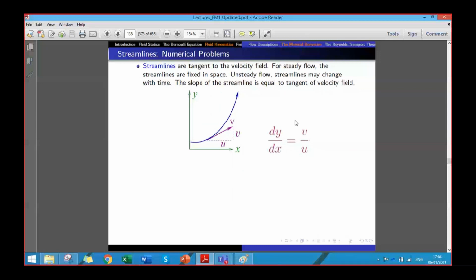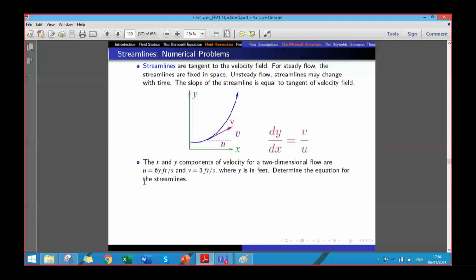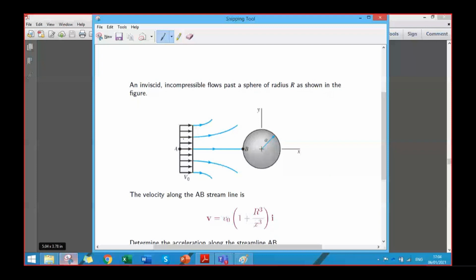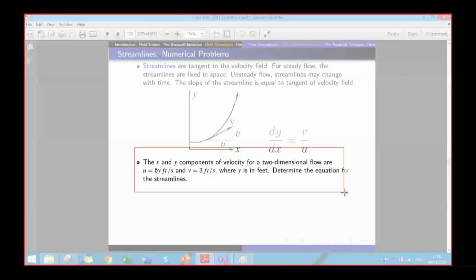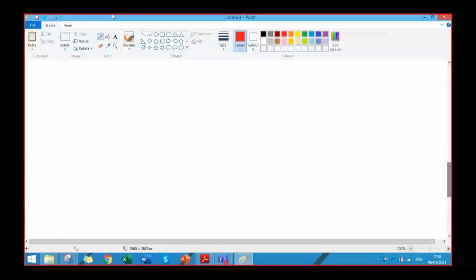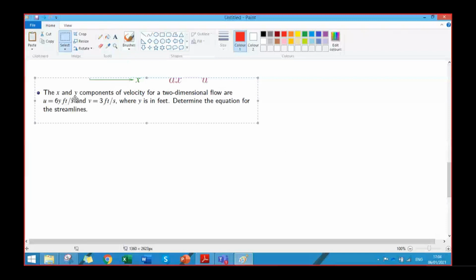So this is the concept we have already said, that streamlines are tangent to the velocity fields. We'll just solve an example to see how, with the help of the streamlines, we can calculate the velocity field, or by using the velocity field, how we can get the equation for a streamline. In this problem, you are given the x and y components of velocity for a two-dimensional flow: u equals 6y feet per second and v equals 3 feet per second, where y is in feet. You are required to determine the equation for the streamlines.